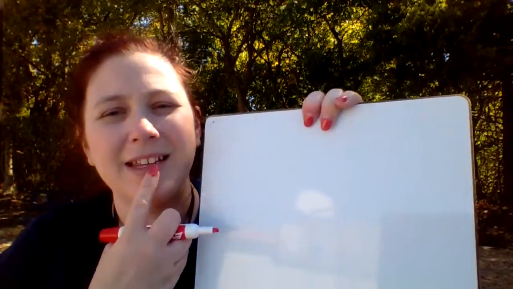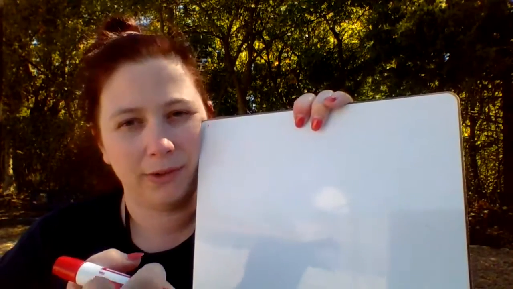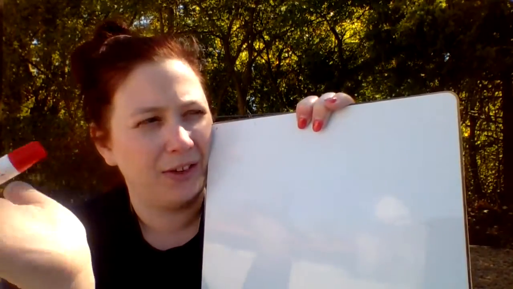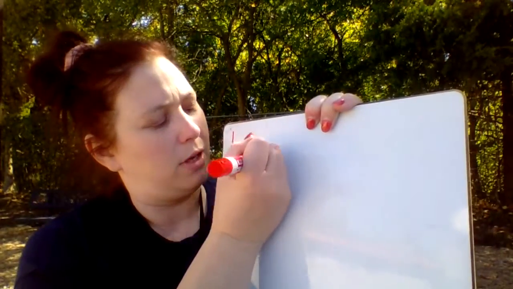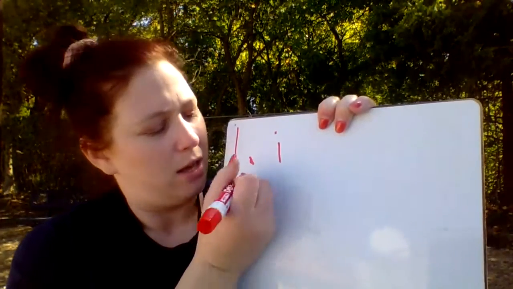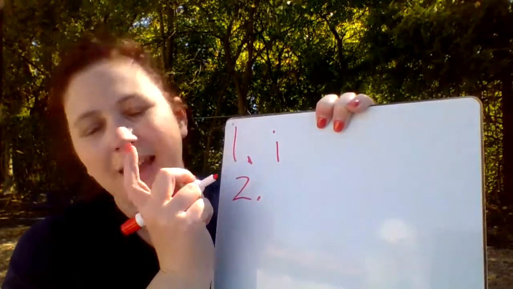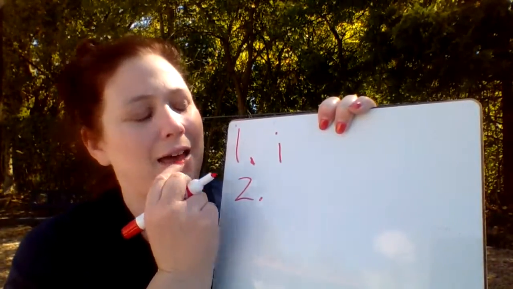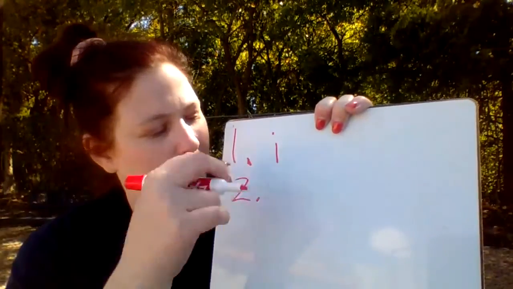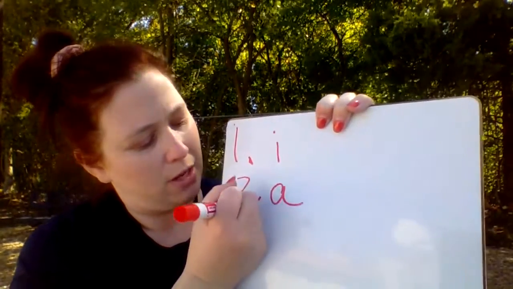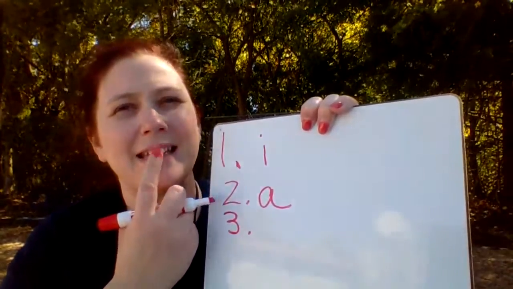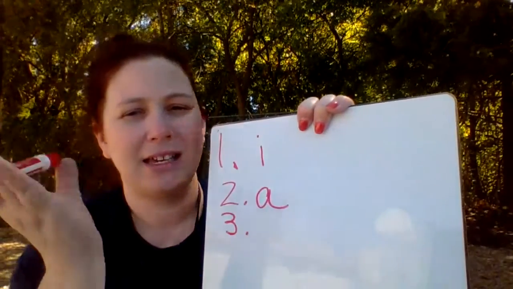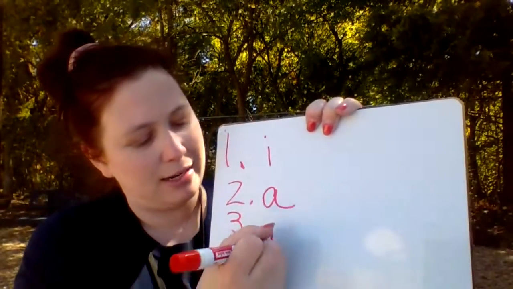Our first sound is I. So I want you to say I. We're going to say I together here for the letter, and then I want you to write it down. Number 1, I. Number 2, A, and write it down. Number 3, I, write it down.